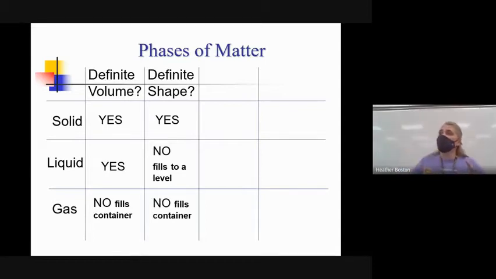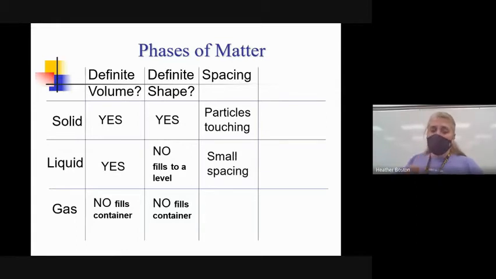So here are the big differences between solids, liquids, and gases. Solids have definite shape and definite volume. Liquids have definite volume, but not definite shape. And gases have indefinite volume and indefinite shape. Solids have the particles really close together, touching. Liquids have a little bit of space in them. And gases have a large amount of space between the particles.